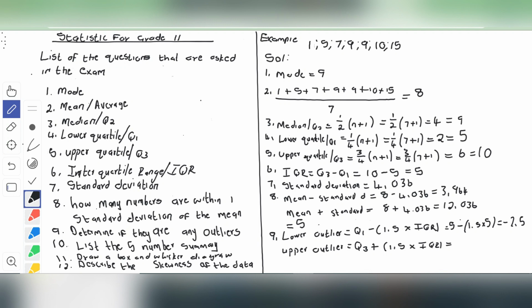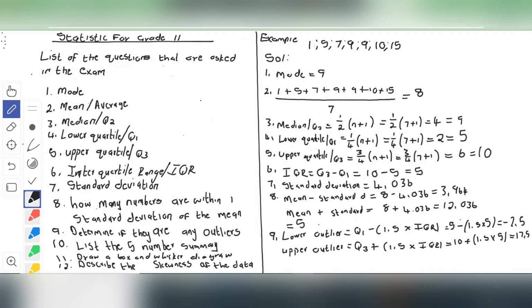Now let's calculate the upper outlier. It's Q3, and Q3 is 10. It's going to be 10 plus 1.5 multiplied by 5. Therefore, the answer is 17.5.